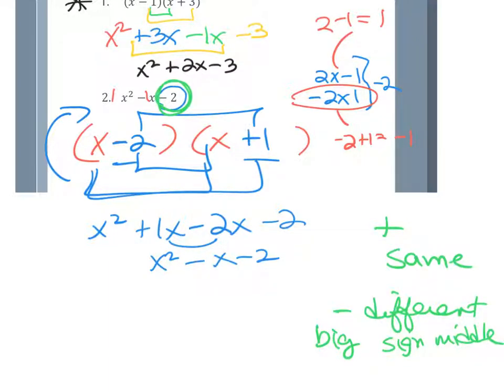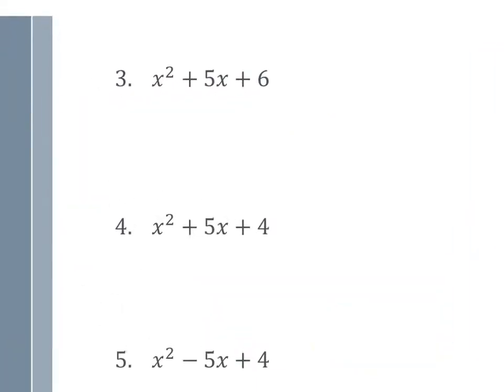So let's try another one. Again, factoring is going to take practice. The more practice you do, the more automatic it's going to become. So let's try the next one.